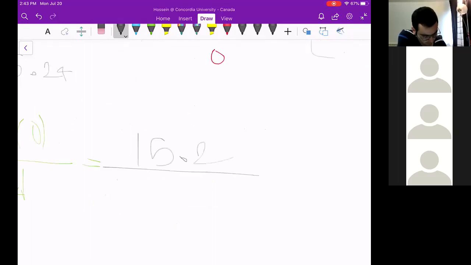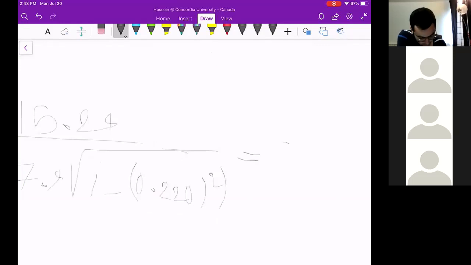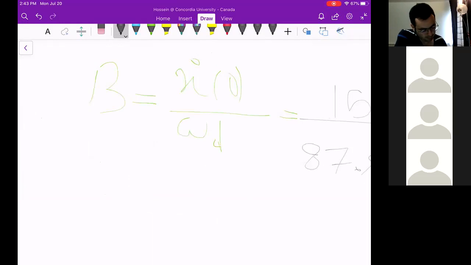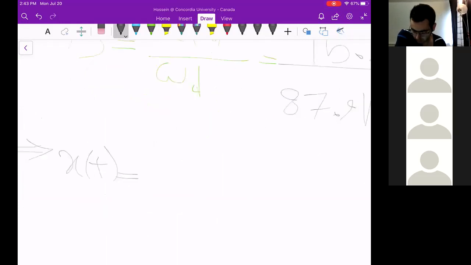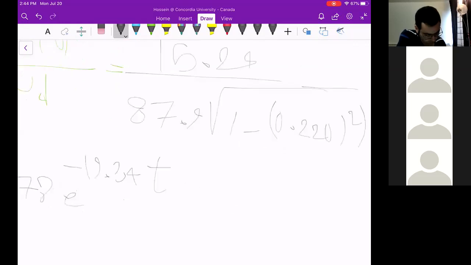The initial velocity is 15.24. Omega d is nothing but omega n multiplied by the square root of 1 minus zeta squared. So B is 0.178. So for the response, you have the general solution. x of t is 0.178 multiplied by e to the minus zeta omega n, multiplied by t, multiplied by sine of omega d t, with omega d equal to 85.75.